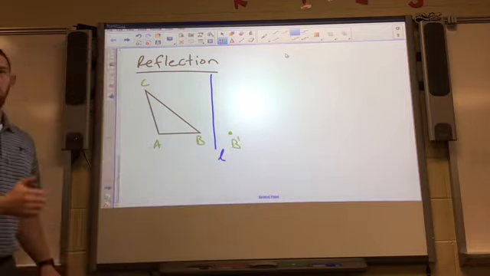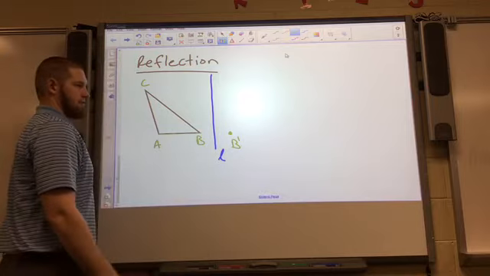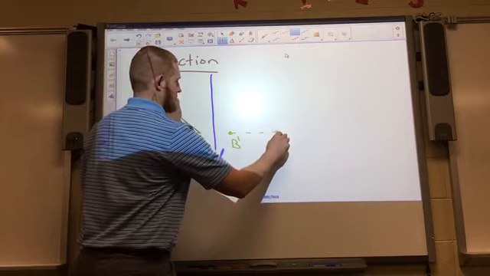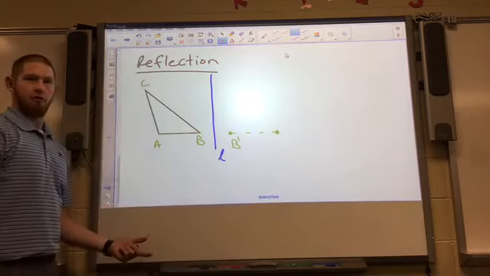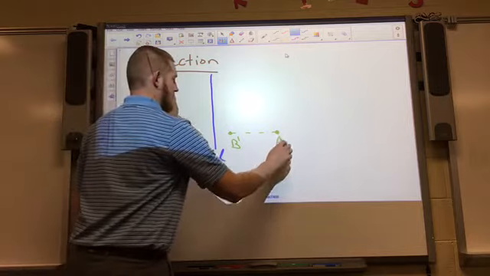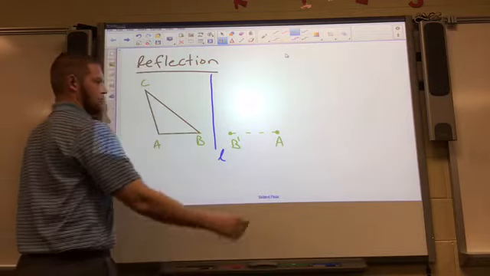Okay, so now we need to do A. Now I would suggest, sometimes you just need to count. Okay, well this is about 1, 2, 3, 4. About 4 hashes away, so 1, 2, 3, 4. So it's going to be somewhere right in there. Do I expect it to be perfect? No, I'm not going to bust out a ruler on you guys. Okay, and that would be A what? Prime.